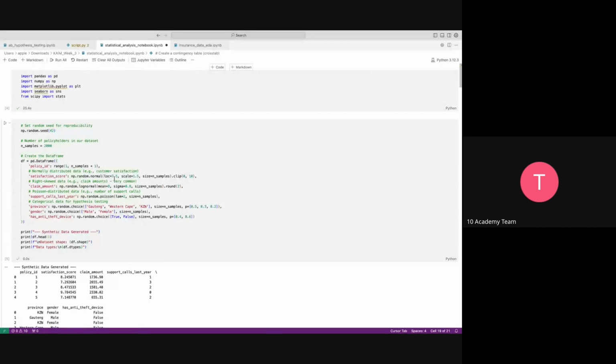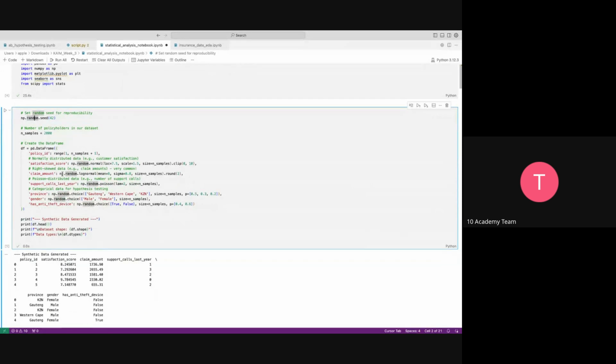So it's basically very similar data to what you have. What I have changed here is that I just used random data, just to motivate you to do it. So here we have the policy ID.